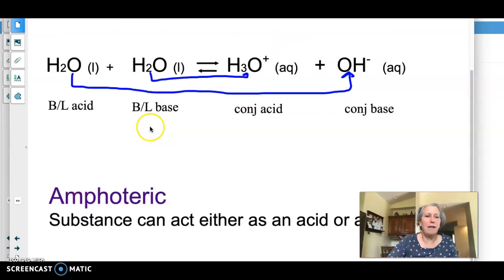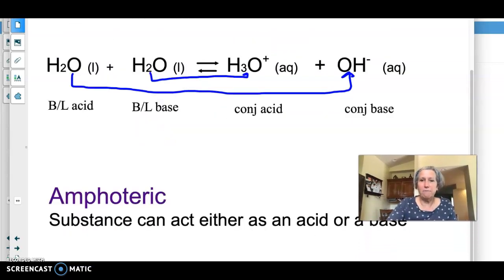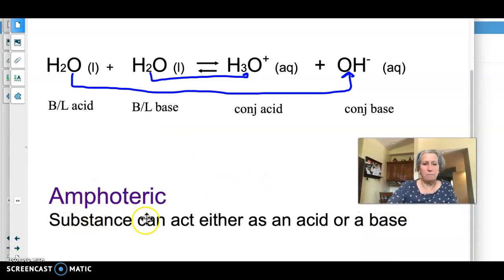It's called being amphoteric. Amphoteric means that a substance can act as either an acid or a base. So water is amphoteric because it can act as both a Brønsted-Lowry acid and a Brønsted-Lowry base.